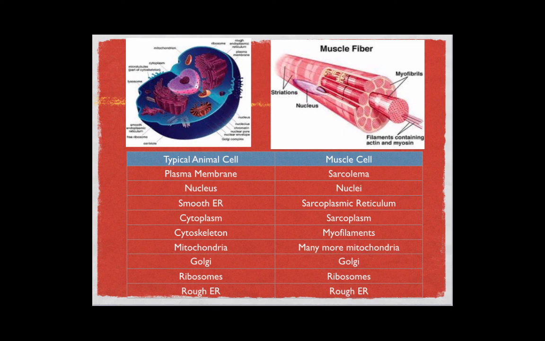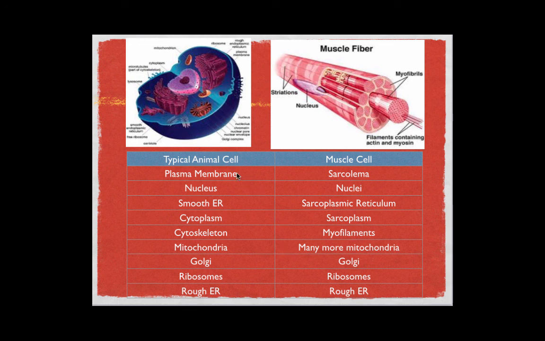This sort of shows you a comparison between a muscle fiber, which is, remember, a muscle cell, and a typical animal cell. So muscle fibers are highly specialized, but they are still animal cells. A lot of the things that you already know about animal cells still apply and are still present in the muscle fiber. To begin with, we have this chart that sort of looks at the names of structures from a typical animal cell and what the analogous structure would be in a muscle fiber.